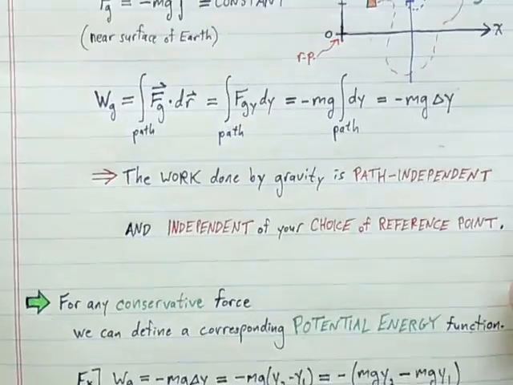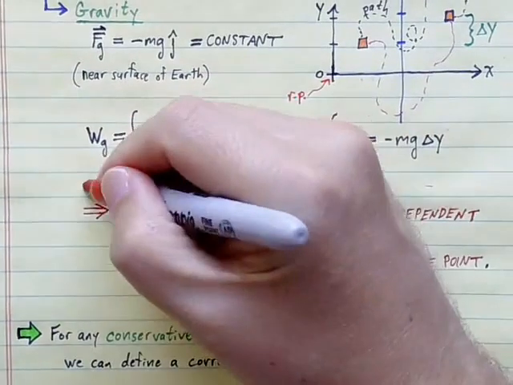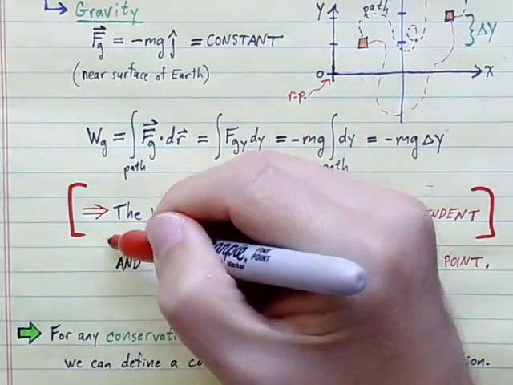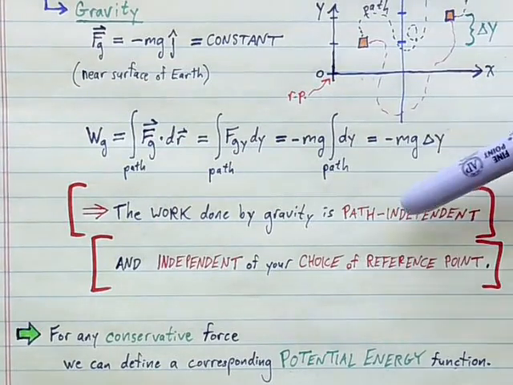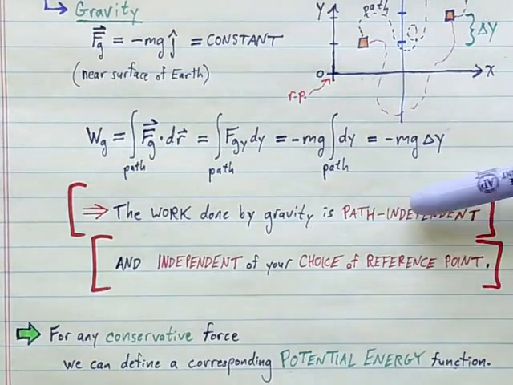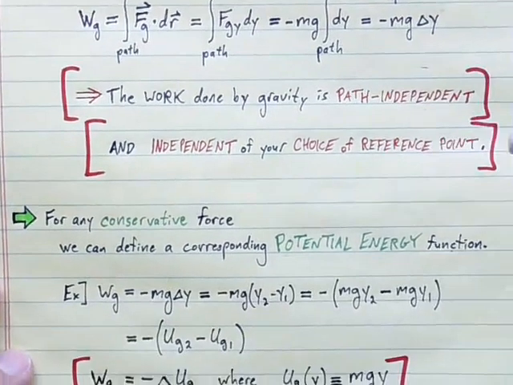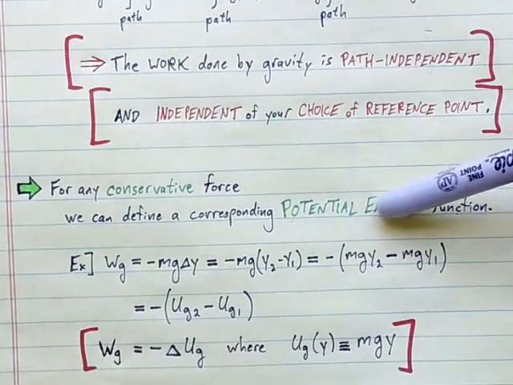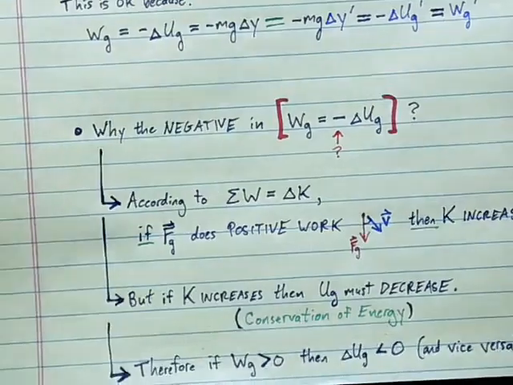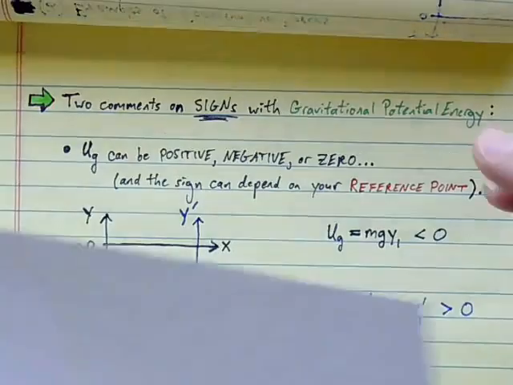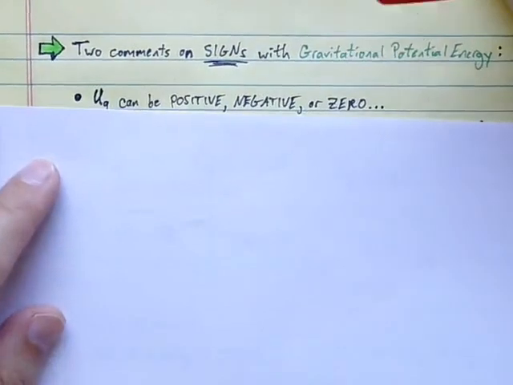All right, we've hit on several key properties of the force of gravity, which we will see are general properties of conservative forces, this, and the existence of a potential energy function, given here. I want to make two more points about the sign, two comments on signs, positive and negative signs in gravitational potential energy.